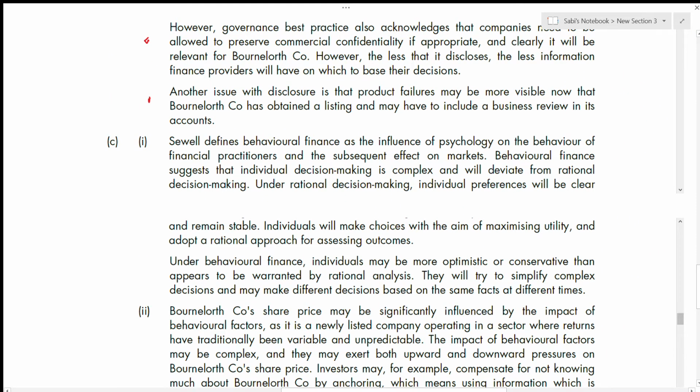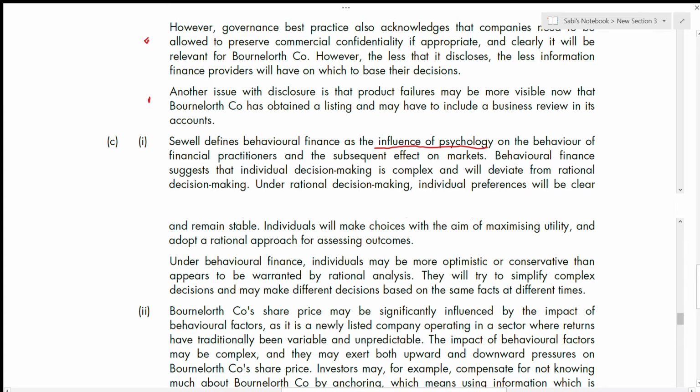Now, Seville defines behavioral finance as the influence of psychology on the behavior of finance practitioners and the subsequent effect on markets. So they are saying it is an influence of psychology, right? Based on your psychology, you act, you take decisions. That is known as behavioral finance, not rational decision making. You don't take rational decisions. Everything is based on emotions, your psychology, your mood, your mind.